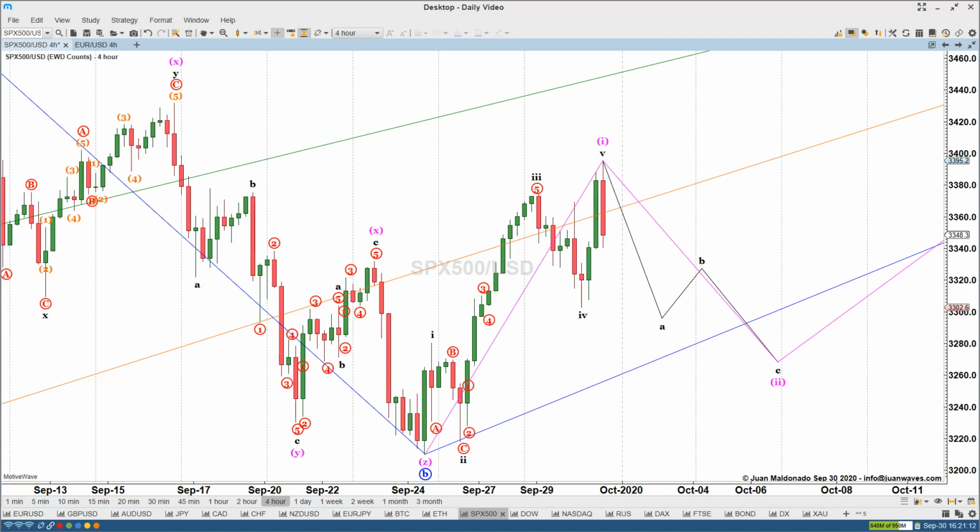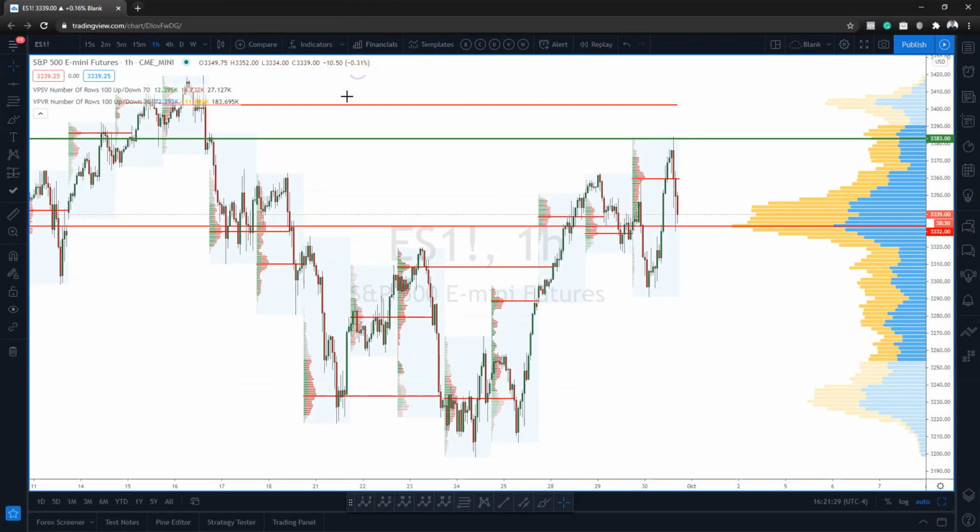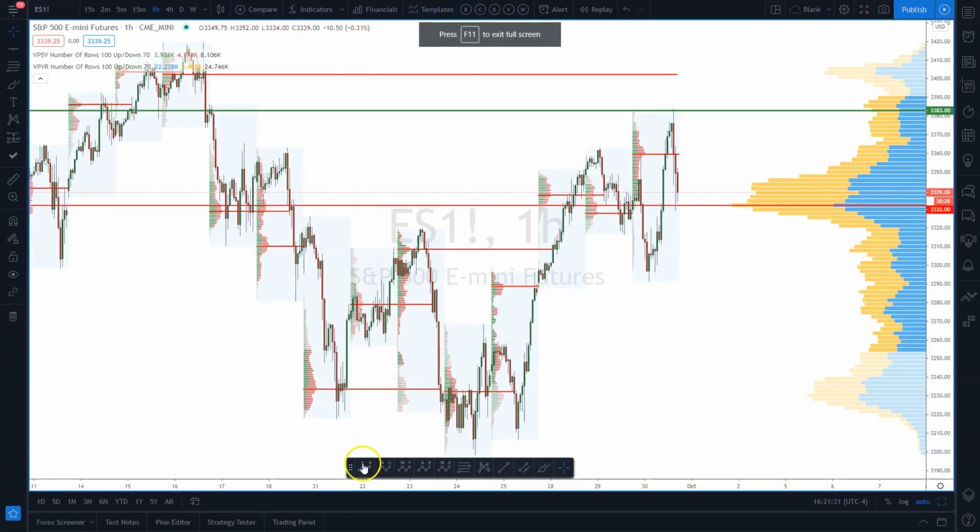What's next? What we need to focus on now is finding the end of wave 2. The wave 2 can finish at any Fibonacci level, any retrace. So here, after doing the Elliott wave analysis, is where the volume profile analysis is going to help us out.